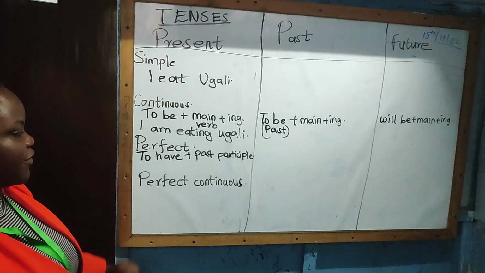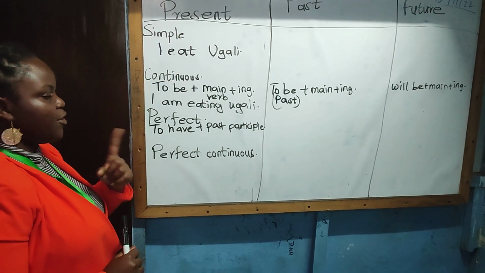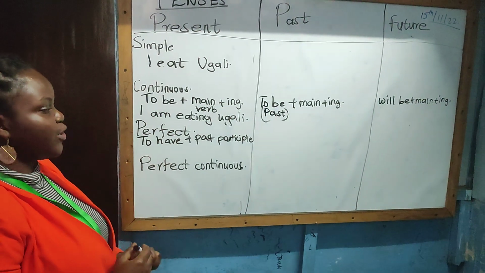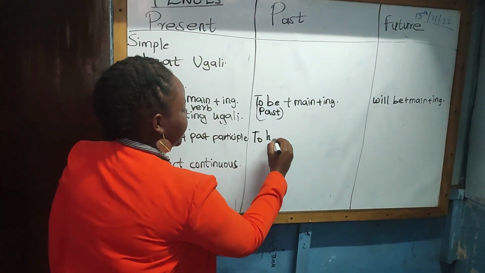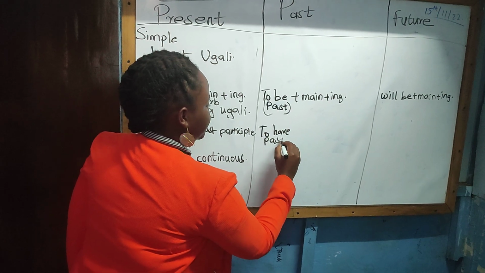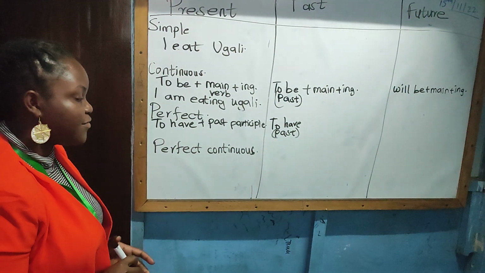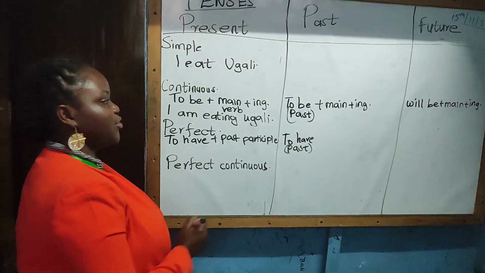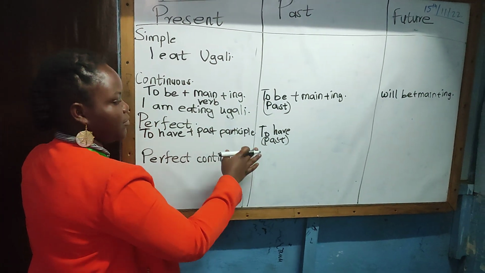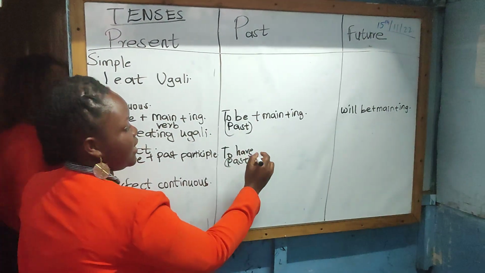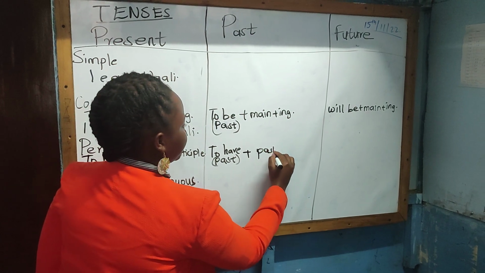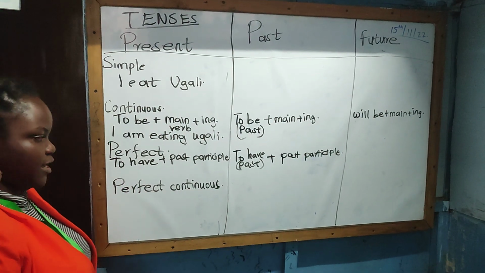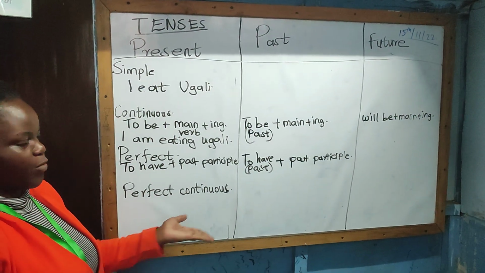Then if we go to past perfect, we only change this to have. Now if in present tense we have used to have in present tense, if we come to past tense, we will use to have in past tense. So instead of saying I have, we will say I had. The past tense of have is had. So how do we form past perfect? We form it when you have to have in past tense, then plus the past participle of the main verb. So in a sentence you can say, I had eaten ugali.